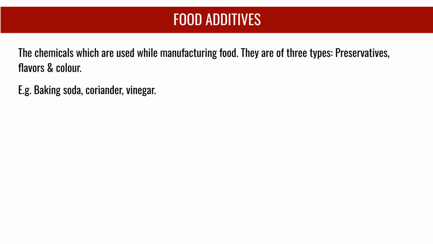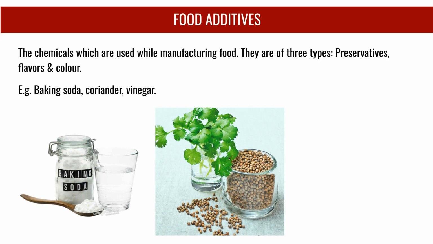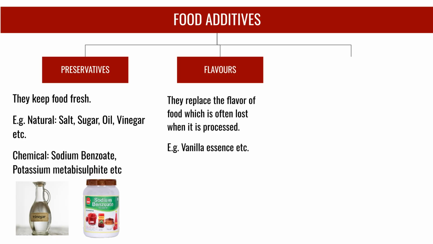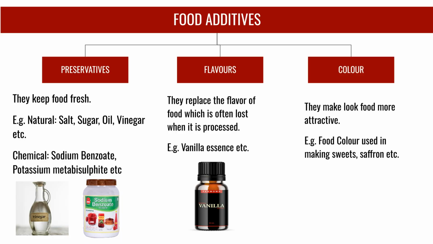Food additives are chemicals used during food manufacturing and are of three types: preservatives, flavors, and colors. Examples include baking soda, coriander, and vinegar. Preservatives keep food fresh, such as salt, sugar, and chemical options like sodium benzoate. Flavors replace taste loss during processing, like vanilla essence. Colors make food more attractive, such as food coloring or saffron.